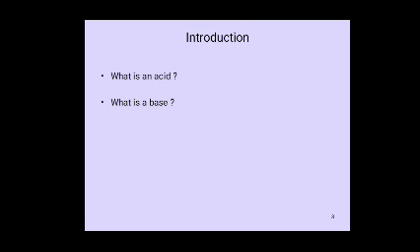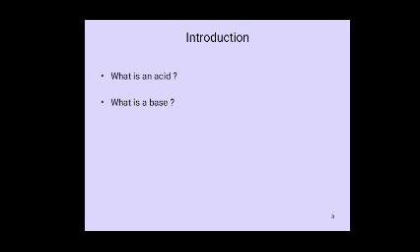Introduction. What is an acid? What is a base? According to Arrhenius, a substance that dissociates in aqueous solution to produce H+ ions is called an acid, like HCl, H2SO4. According to Bronsted-Lowry theory, a substance that donates a proton to another substance is called a Bronsted-Lowry acid, like HCl, H2SO4. A Lewis acid is a substance that accepts a pair of electrons from another substance to form a coordinate covalent bond.